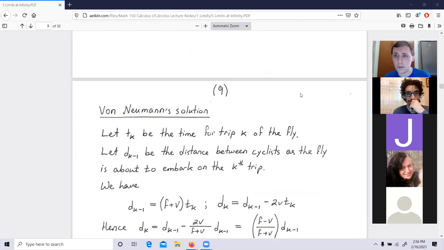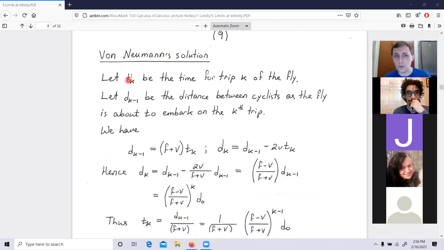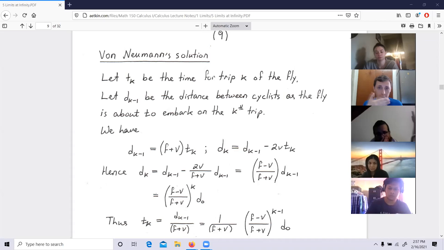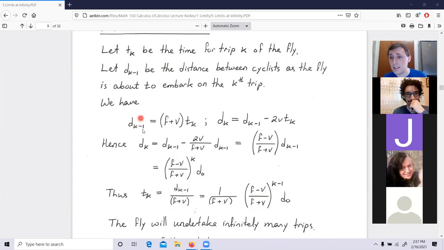Let me label the symbols this way. So tk is the duration of the kth trip, of which there are infinitely many, yes? And d(k-1) is the distance that remains for that trip. Okay, so tk is the trip, and d(k-1) is the distance that I will see just as I embark on the journey. And this is going to be the situation. The distance that remained after the previous trip is equal to the sum of the speed of one cyclist and the speed of the fly, multiplied by the duration of the flight.